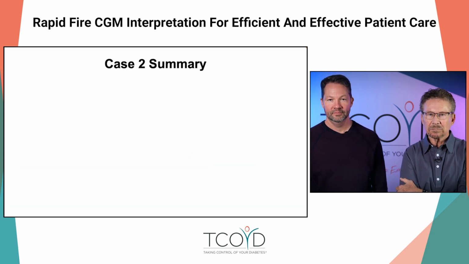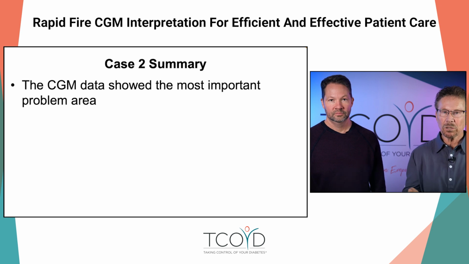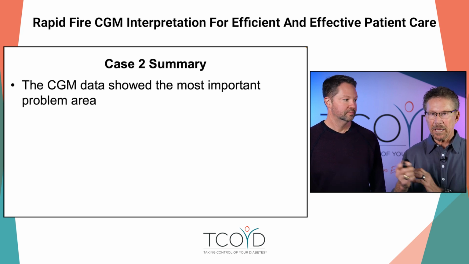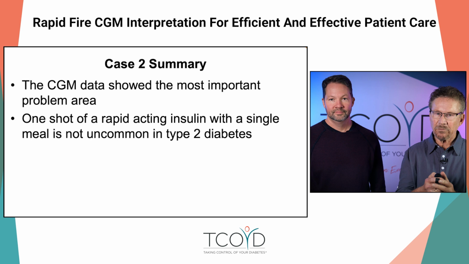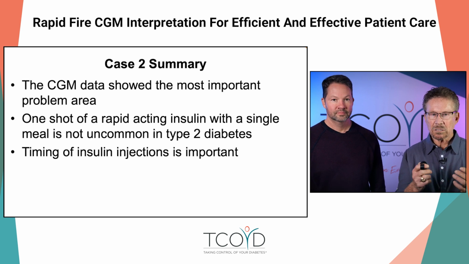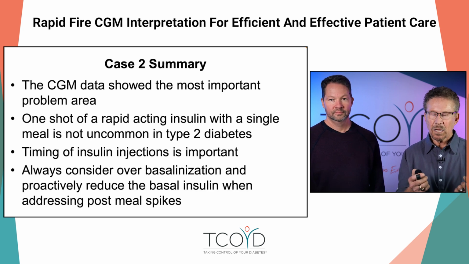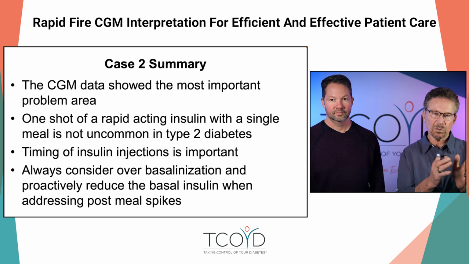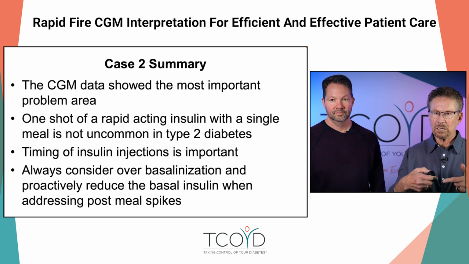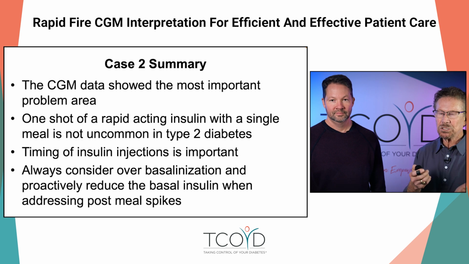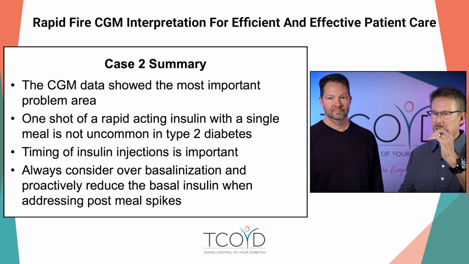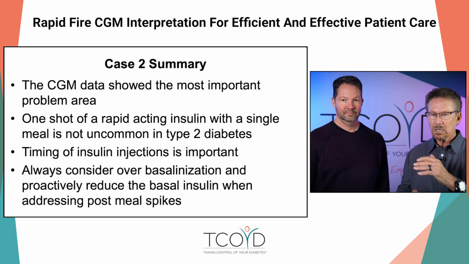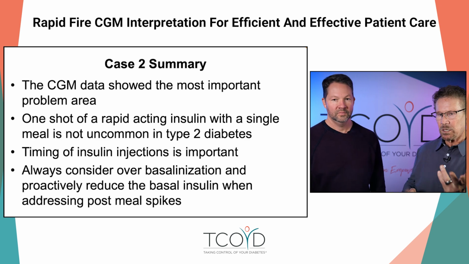Case 2 summary. Okay. Here it is. CGM data really showed the most important problem, which was high after dinner, a little low in the early morning. One shot of rapid-acting insulin solved the trick. Afrezza could have also helped out, but also the timing of insulin injections are important. And this is the key point that I mentioned earlier. Always consider over-basalinization, which is important, and what CGM can really help you pick up in your type 2 patients. And if you had just improved the dinner blood sugar with rapid-acting insulin, he for sure would have gotten low on that 20 units of Lantus.